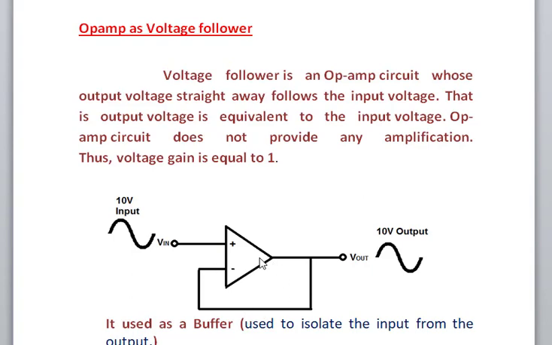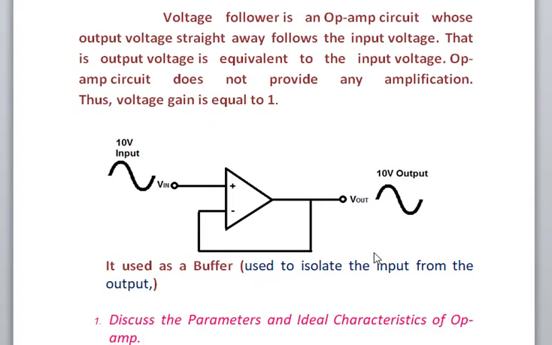The circuit is shown here. The signal is given to the non-inverting input and the inverting input is shorted with the output. So the input signal given here appears in the output. A 10 volt input is given here, and a 10 volt output appears at the output. So the output voltage is equal to the input voltage. This is the action of the voltage follower. It is used to isolate the input from the output.